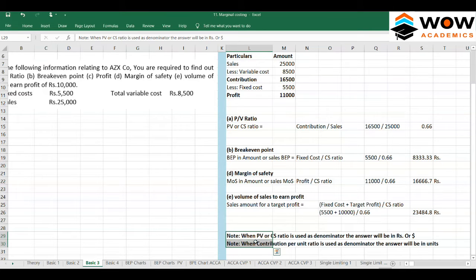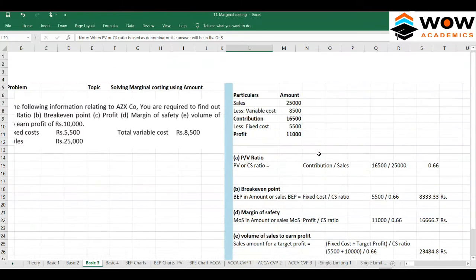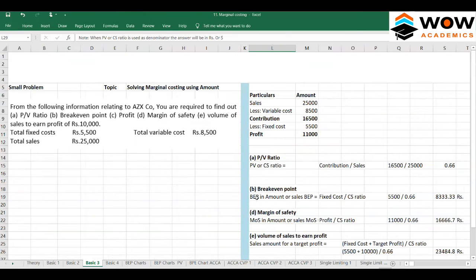So that's about this problem. I think we have finished A, B, C, D. C is here, and D is done, E is done. So that's about this problem. We'll move on to the next one.